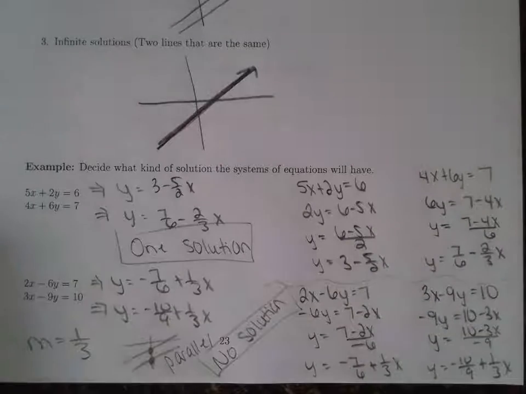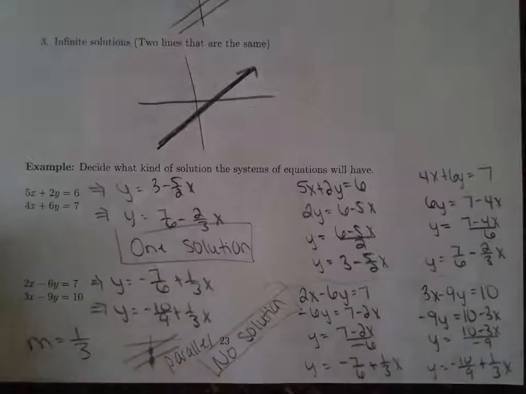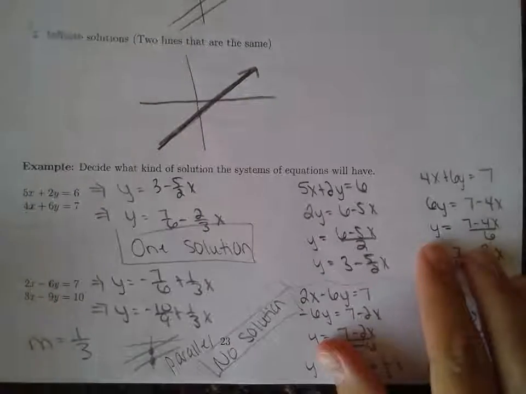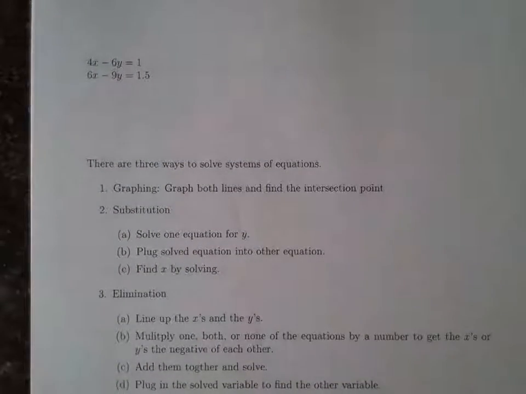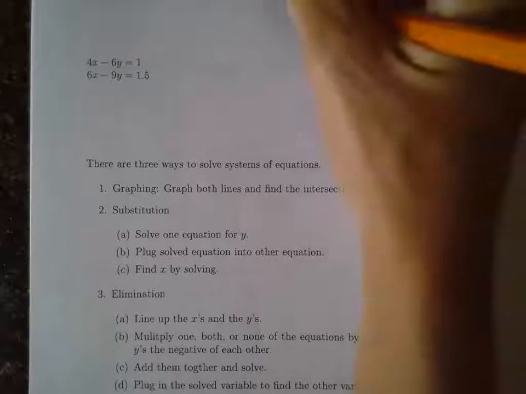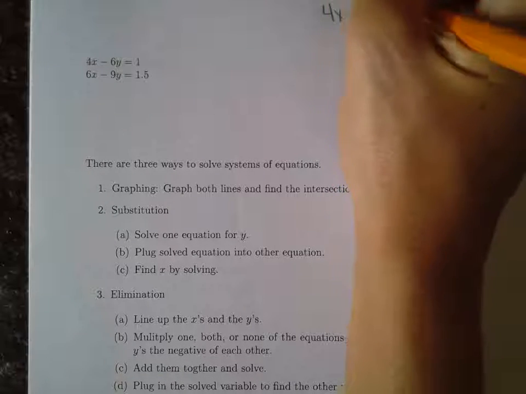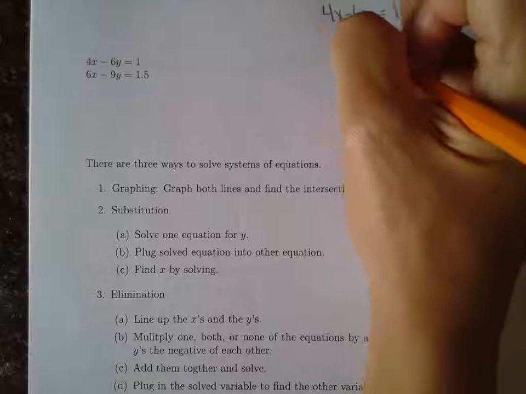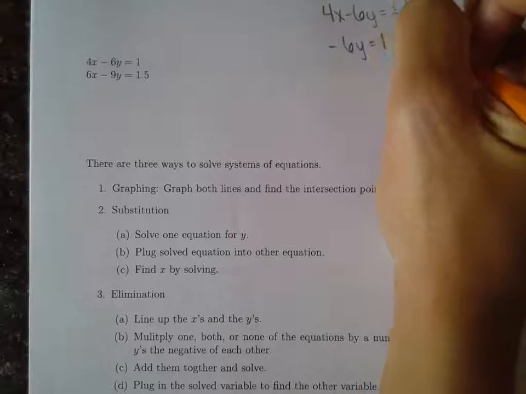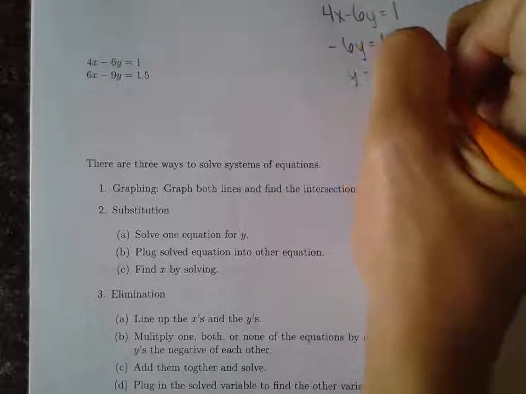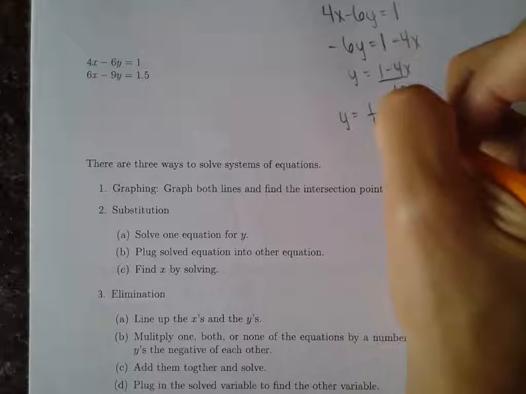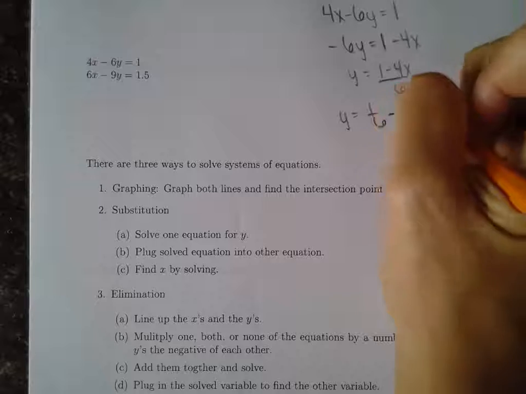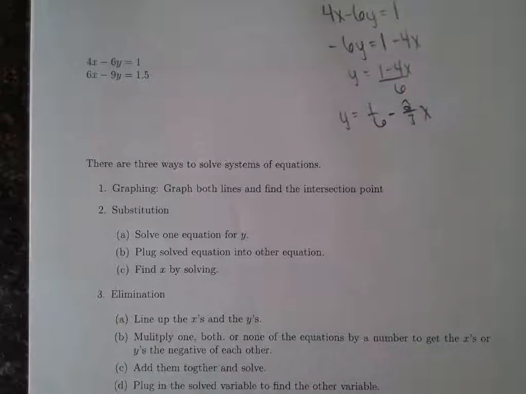Okay, on to page 24, we have one more. 4x minus 6y equals 1, 6x minus 9y equals 1.5. So we're going to do the same thing here. So 4x minus 6y equals 1. Solve for y. Minus 6y equals 1 minus 4x. y equals (1 minus 4x) over 6. y equals 1/6 minus 2/3 x, so reducing there.